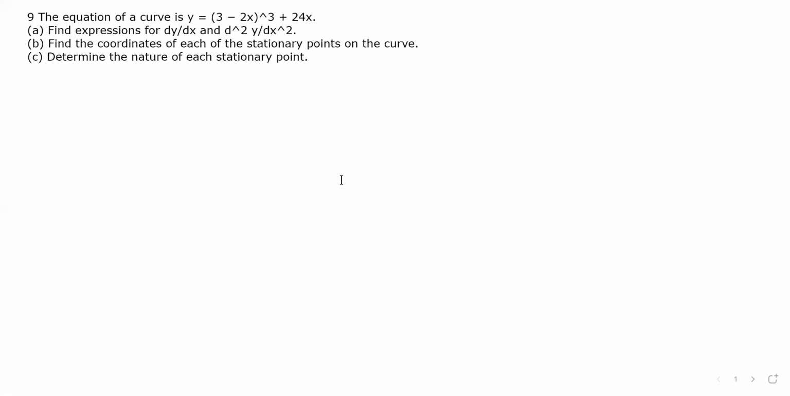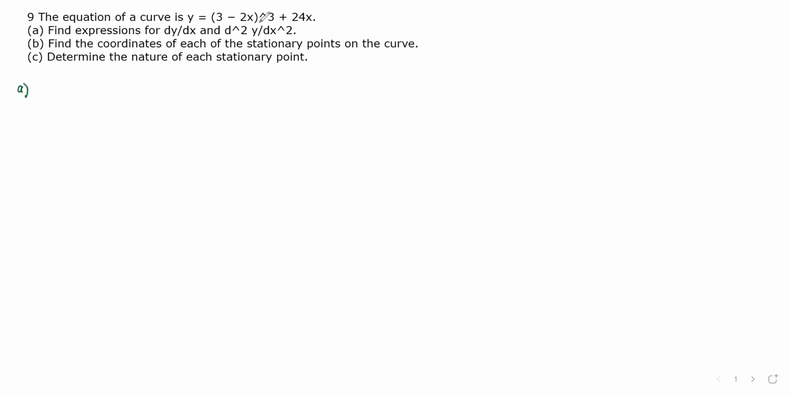We discussed question 9 for A-Level Mathematics 1, paper 1, May or June of year 2020. You're given the equation of a curve: y is the cube of 3 minus 2x plus 24x. And you're asked to find expressions for dy/dx and d2y/dx squared for the first part.